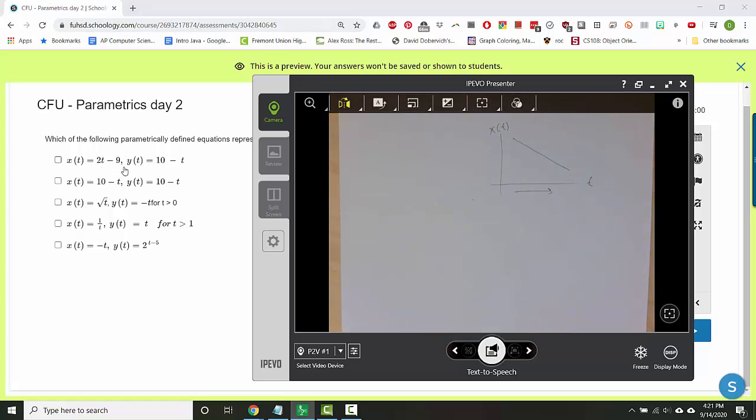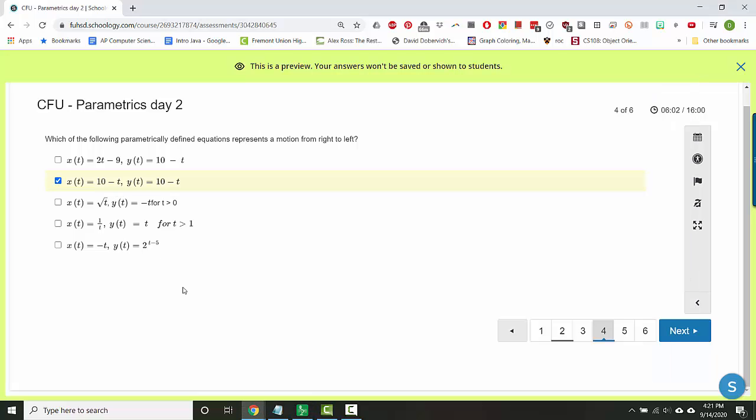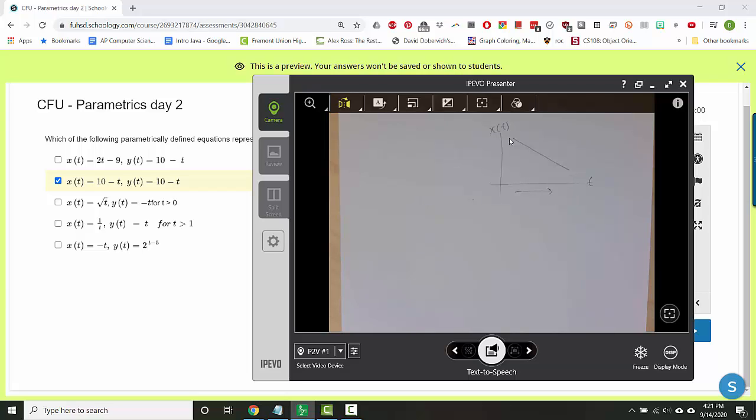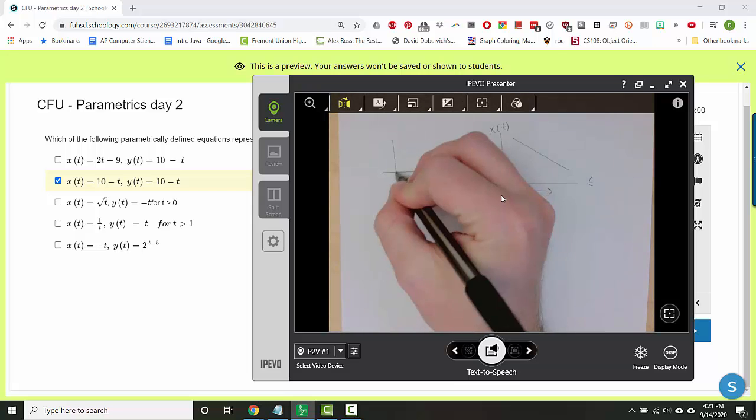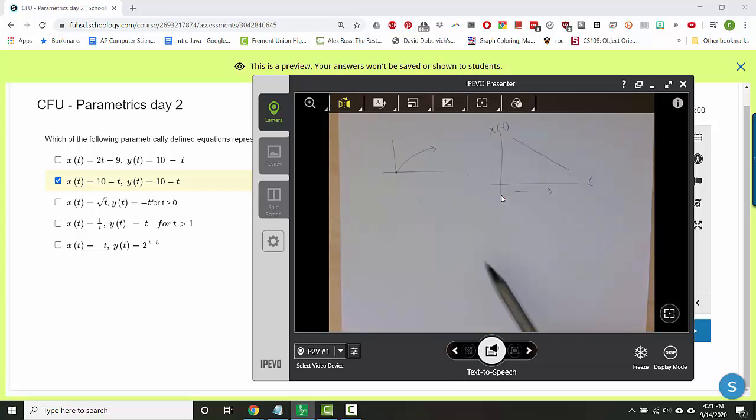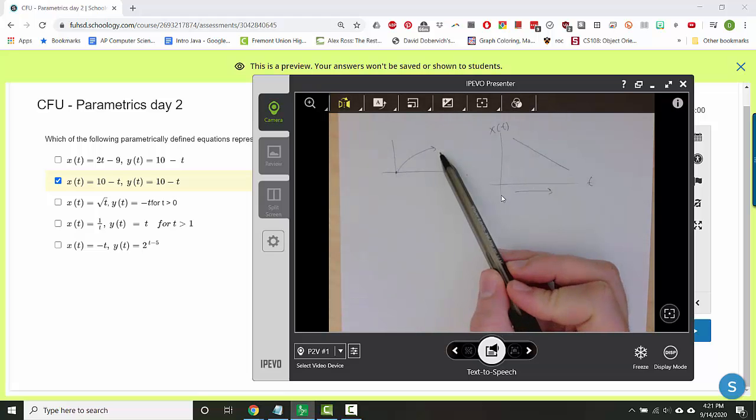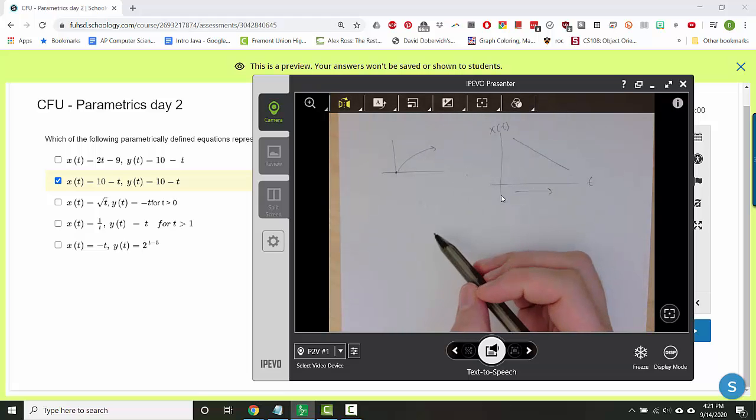So this is 2t minus 9. I know that's a line, and I know it's got a positive slope. So because it has a positive slope, that means that the x values are increasing as t goes up. So that's not 1. 10 minus t, that's a line, and the slope is negative. So I know that that one's going to work because as t goes up, the x-coordinate should be decreasing because of the negative slope. When x is root t, root t looks like this. So that definitely doesn't involve decreasing x-coordinates over time, so that's not it.